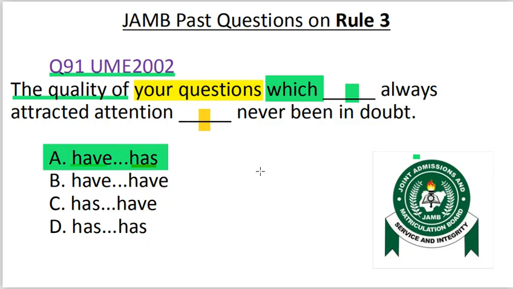Now, let me explain more. The questions that attracted attention are more than one. That's why we use the plural verb, have. But then the quality is singular. The quality has never been in doubt. Now, take note of this. The second verb, has, that singular verb, goes with the singular subject, the quality. While the first verb, after the relative clause, that plural verb, have, goes with the plural noun, questions. The quality of your questions, which have always attracted attention, has never been in doubt.